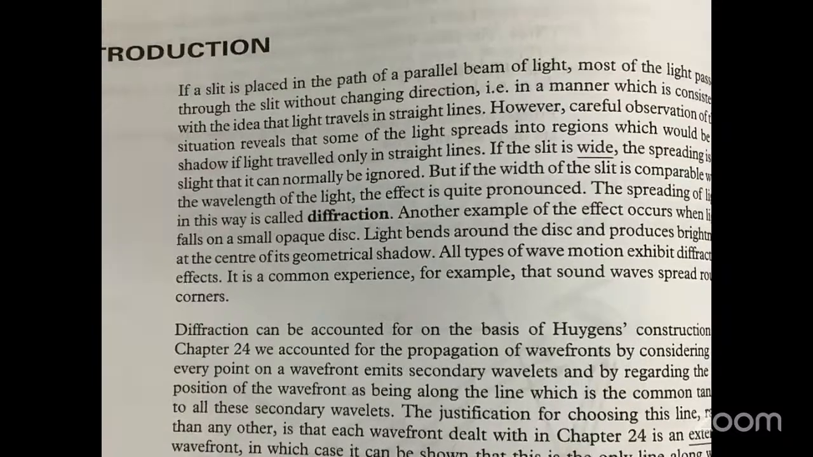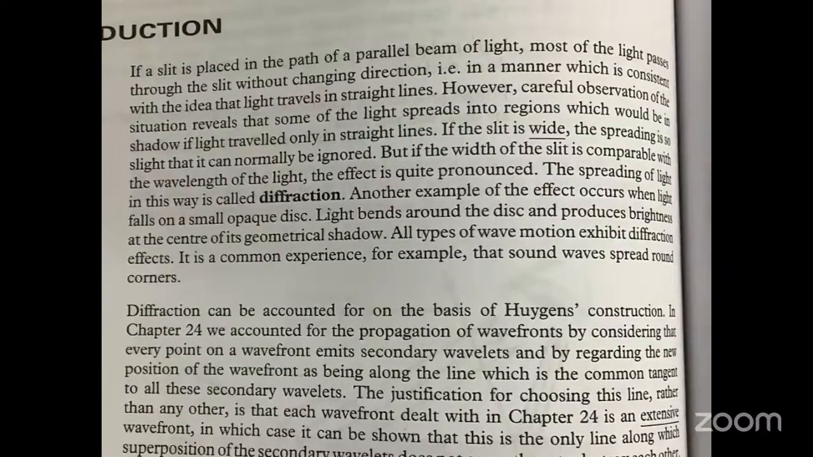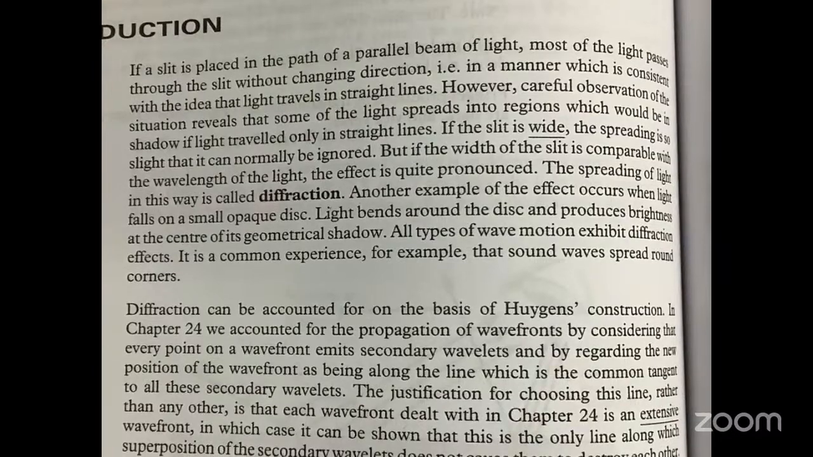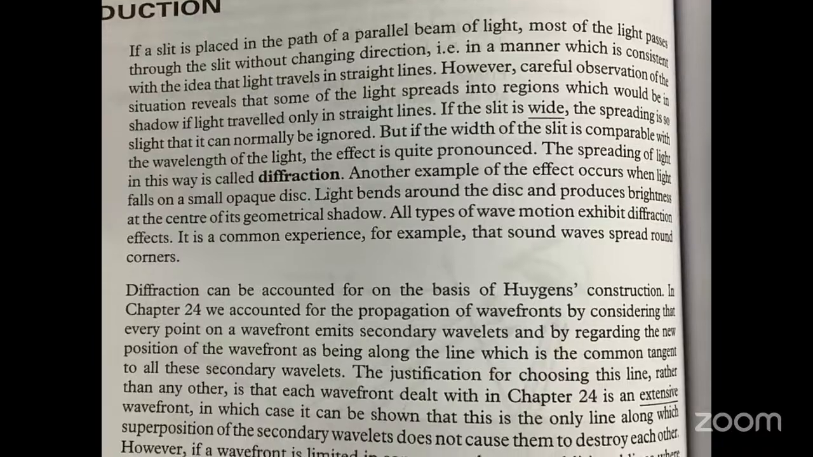If a slit is placed in the path of a parallel beam of light, most of the light passes through the slit without changing direction, in a manner which is consistent with the idea that light travels in straight lines. However, careful observation reveals that some of the light spreads into regions which would be in shadow if light traveled only in straight lines. If the slit is wide, the spreading is so slight that it can normally be ignored. That's okay. If the opening is too big, the light goes through and nothing really happens.